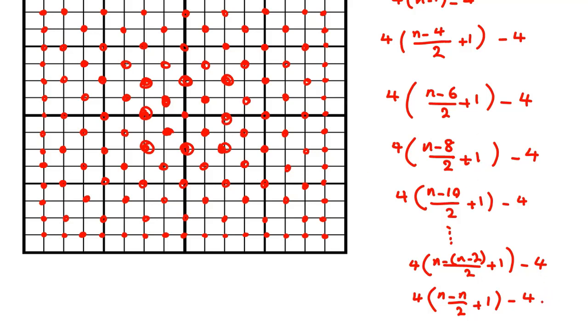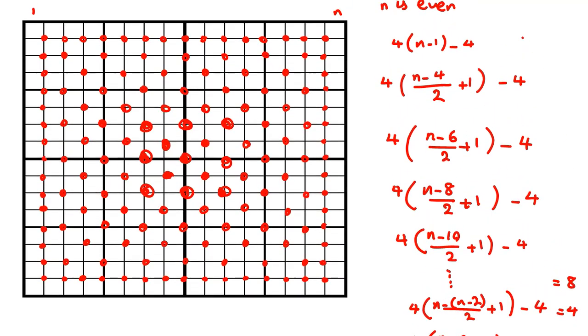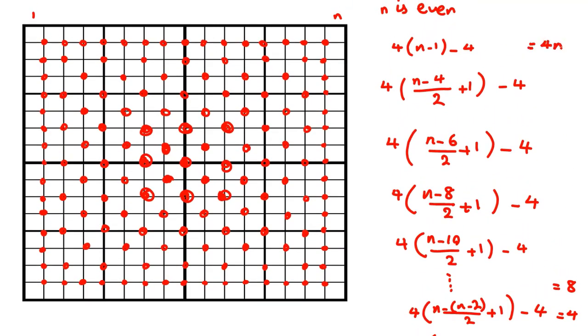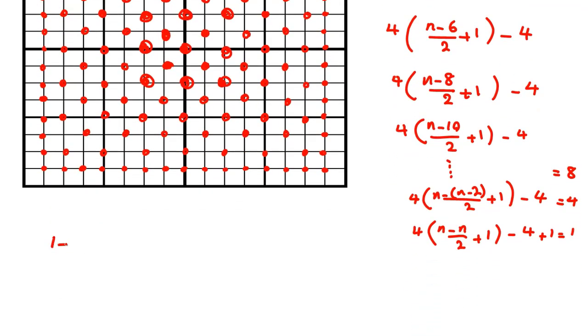But the last one is 1, not 0. So we should add 1 here. It is 1, but the next is 4. The next one is 8. We continue, up to the last one, which is 4n minus 4 minus 4 minus 8. So it will be 1 plus 4 plus 8 plus 16 up to 4n minus 8, when n is even. And it will be what?